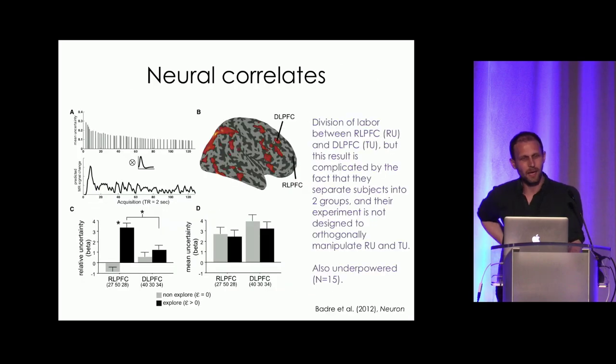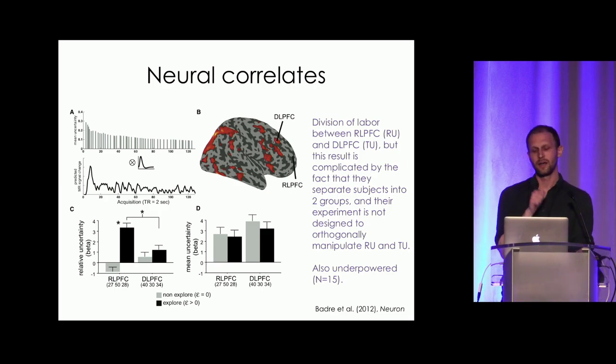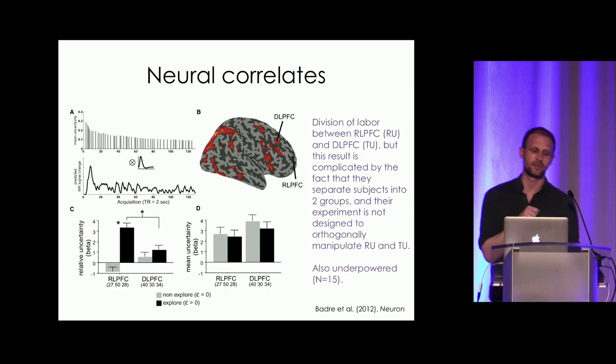All right, so I want to come back to the neuroimaging literature. There's another influential study by David Badre and Michael Frank and their colleagues where they try to separate the neural correlates of relative uncertainty and total uncertainty. Actually, they called it mean uncertainty, but it amounts to the same thing. And they found a division of labor between RLPFC, which is very close to the frontopolar cortex that I was showing you before, RLPFC coding for relative uncertainty and DLPFC coding for total uncertainty.